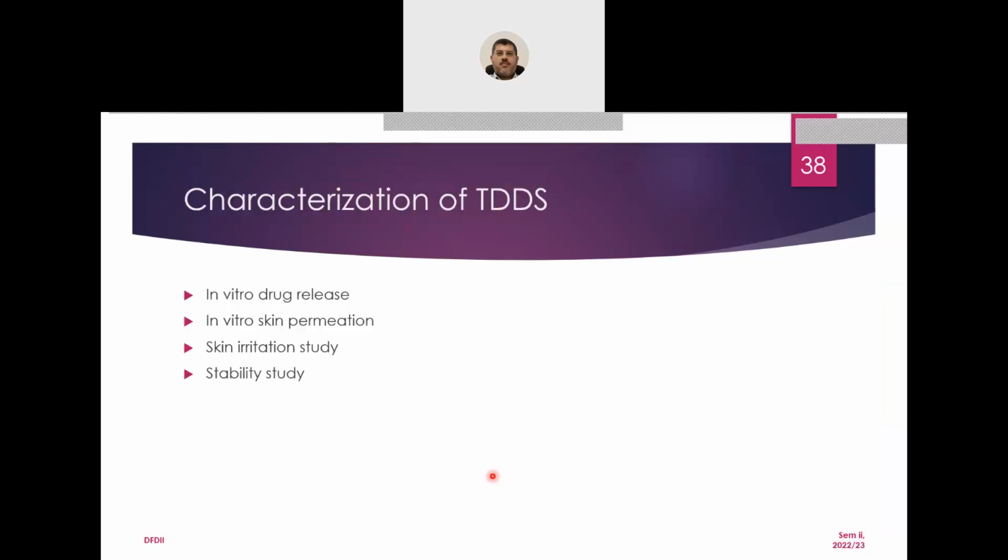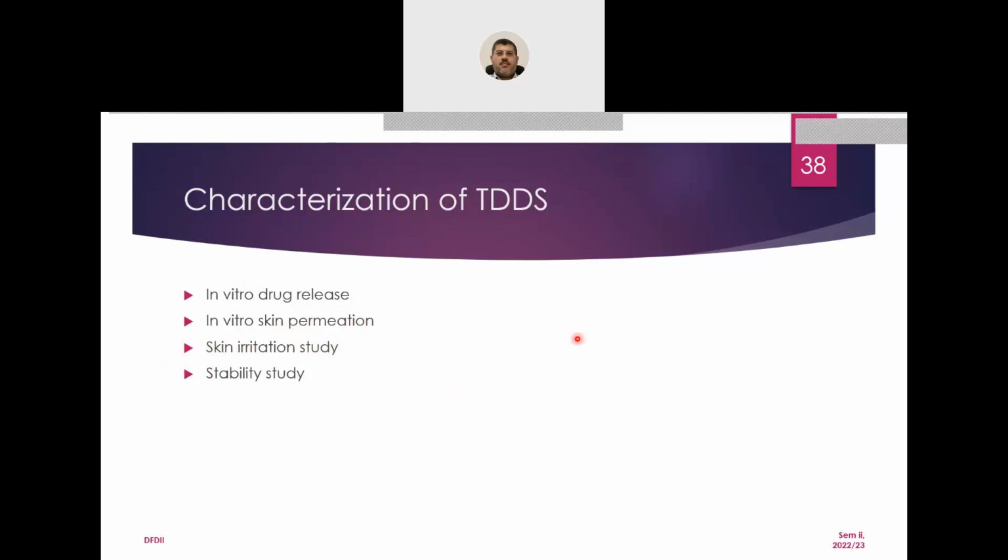So several techniques are used in commercial preparations. The last thing we talk about is the characterization of transdermal drug delivery systems when it comes to quality control tests and during the development as well. Usually a stability study will be performed during the development of the dosage form. Skin irritation tests will be performed also so that we'll be sure that the preparation is not causing skin irritation. There will be in vitro skin permeation studies.